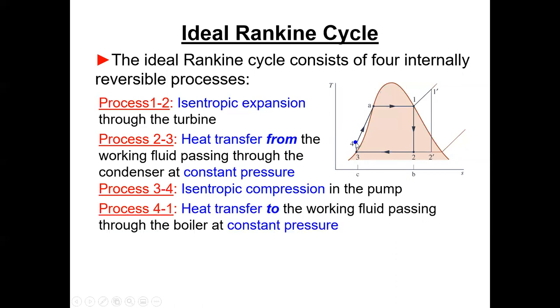And then we have heat transfer to the working fluid passing through the boiler at constant pressure. So we're going to go from 4 to A to 1 if we're going to stop at, I'm sorry, at saturated vapor. If we were going to superheat, then we would keep it in the boiler longer, heat it up more at the same pressure, and then we would rise up to 1 prime.